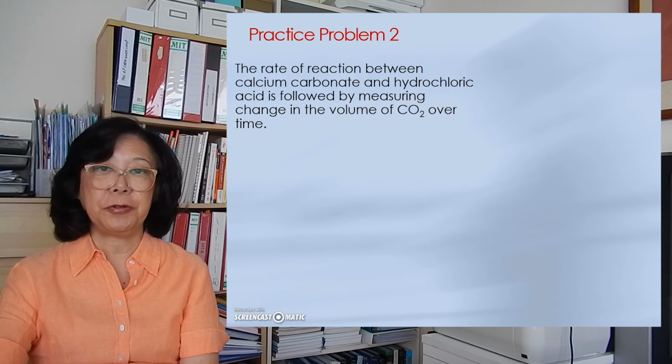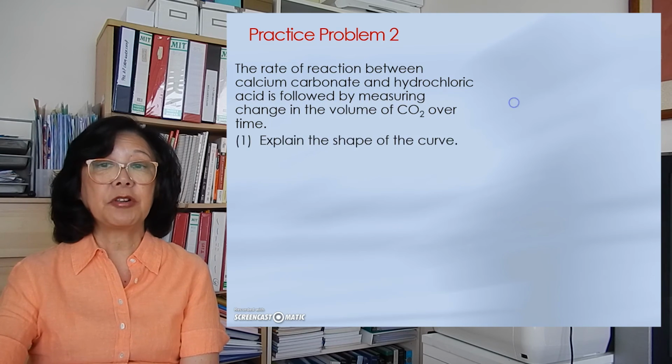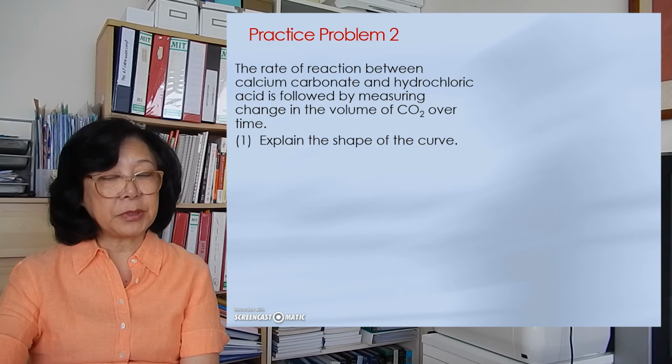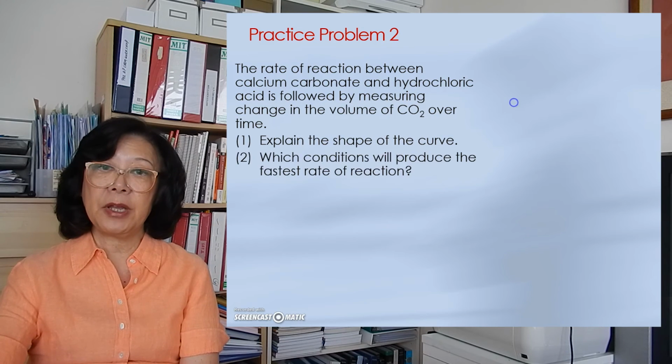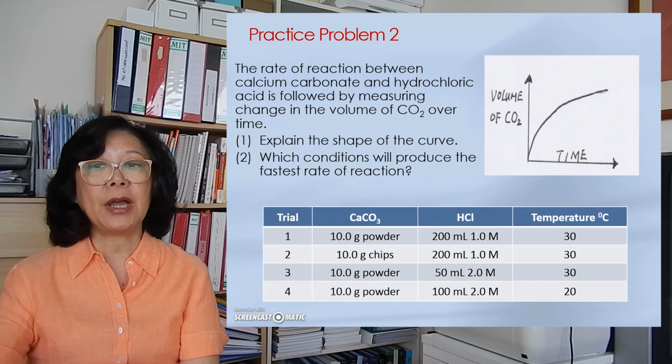Practice problem number 2. The rate of reaction between calcium carbonate and hydrochloric acid is followed by measuring the change in the volume of CO2 over time. Explain the shape of the curve, and what condition from the data chart will produce the fastest rate of reaction.